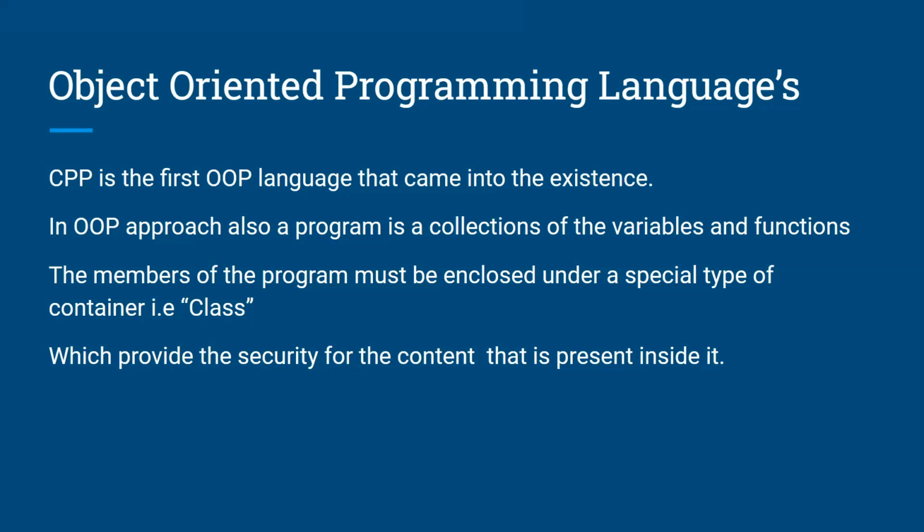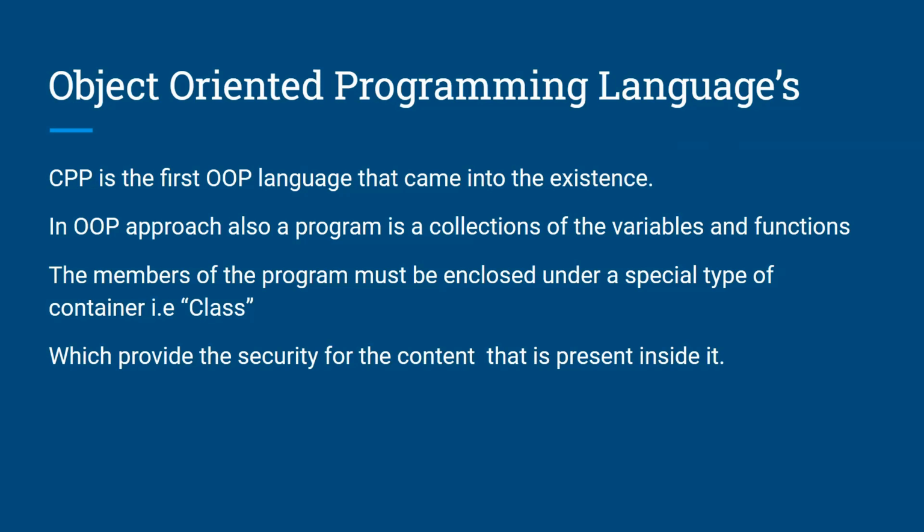I will show you. First of all, we have to understand what a procedural language is. Under the C++ language we have some drawbacks. In object-oriented programming, a program is a collection of variables and functions, and the members of the program must be enclosed under a special type of container, that is a class. If you want to write anything, we have to encapsulate it in a particular container called a class. I will show you what encapsulation is. It provides security for the content present inside it, because it's a container.